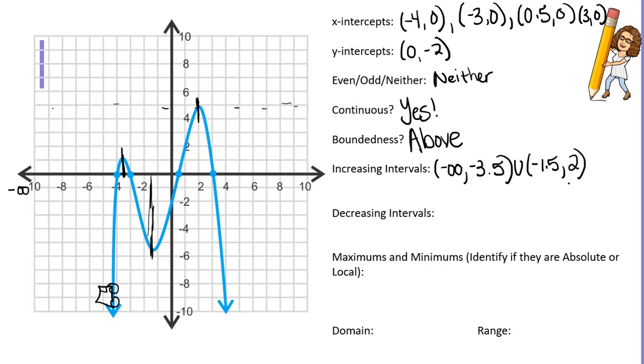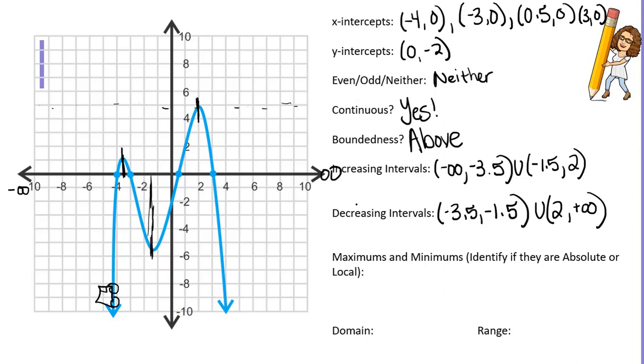I think we're good for increasing, but decreasing now, well, I'm decreasing from negative 3.5 to negative 1.5. And then I'm decreasing again from 2, the x value being 2. And notice I'm decreasing forever, right? But we're talking forever in the x values, so that would be positive infinity. Just because I'm going down forever, that's because we are decreasing forever. But remember, we're talking x values in increasing and decreasing intervals.